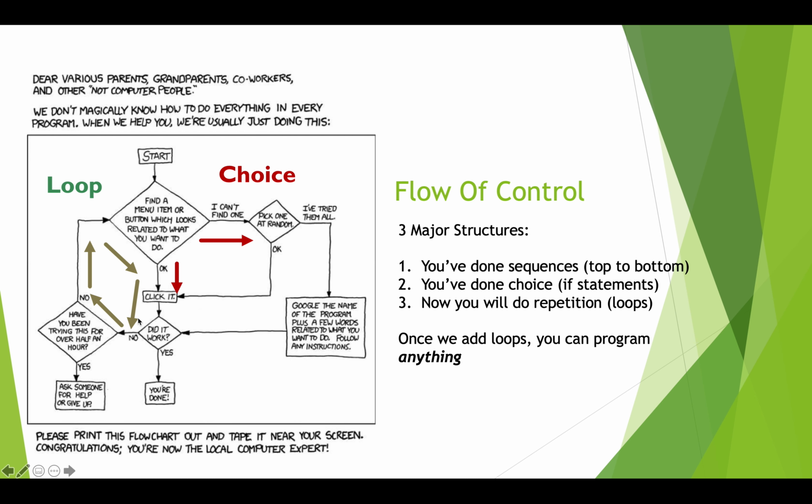And so in programming, there's three major structures. There's sequences, which you've done, which is where processing executes lines of code from top to bottom. And then there's choice, which are the if statements. And then there's repetition, which are loops. And once we add loops, you can program pretty much anything.